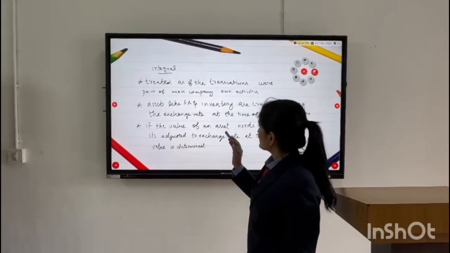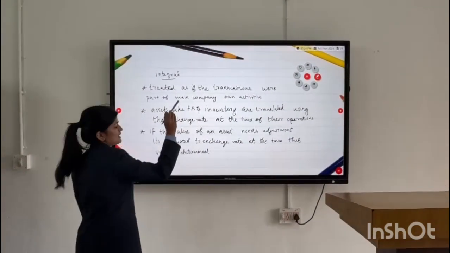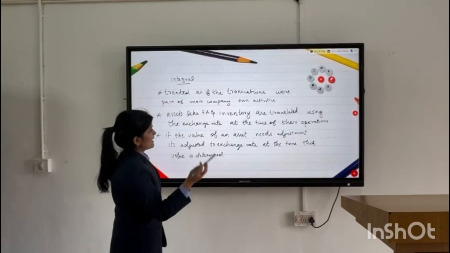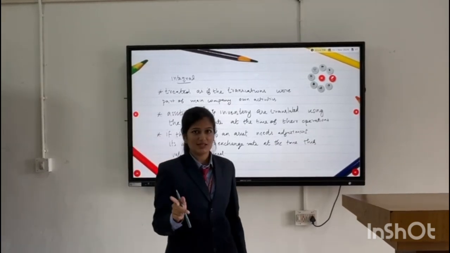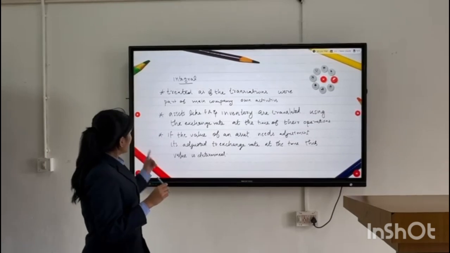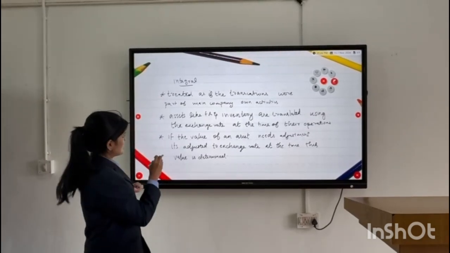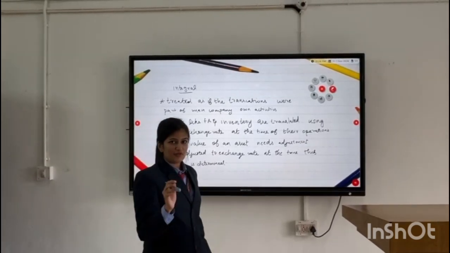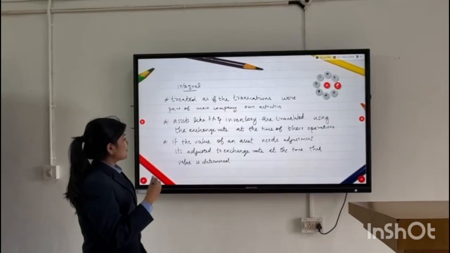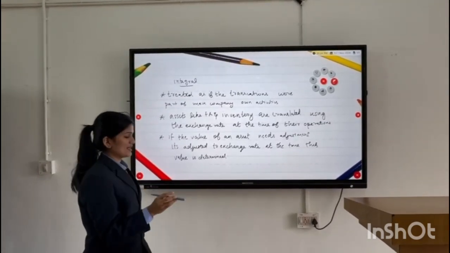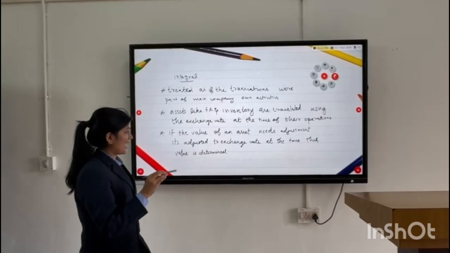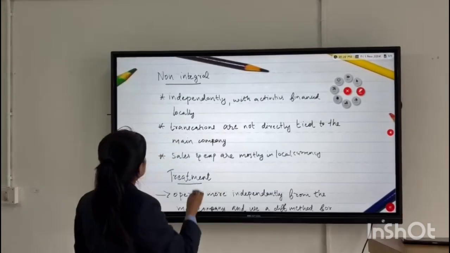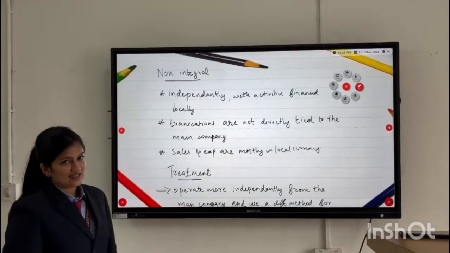So now let's discuss how integral foreign transactions are treated. They are treated as if the transactions were part of the main company's own activities, and assets like fixed assets and inventories are translated using the exchange rate at the time of their operations. And if the value of an asset needs adjustment, it is adjusted to the exchange rate at the time when the value is determined.